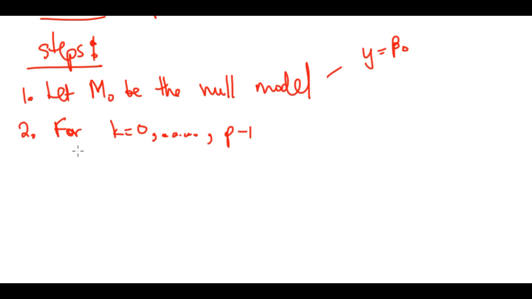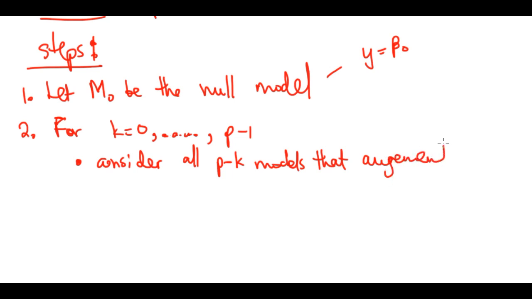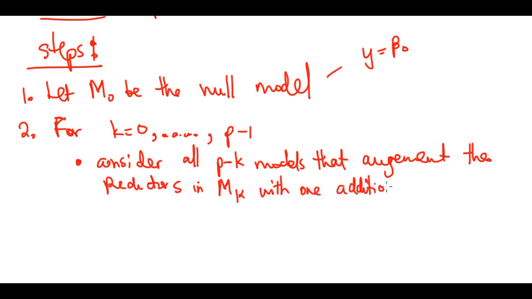So the first part of step number 2 is we are going to consider all p minus k models that augment the predictors in M_k with one additional predictor. We are going to explain this like in the previous video. What does that mean? Let's see what it means.